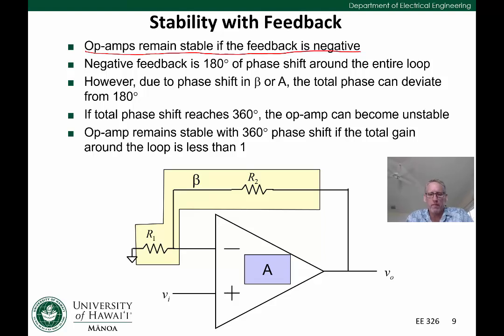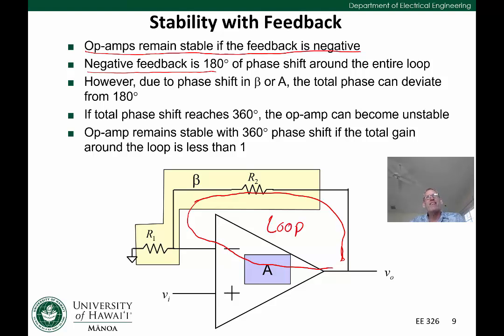If I'm going to draw what I mean by the entire loop, we start at the output. We go back through our feedback beta, which is in this case R2 and R1. We go into the negative terminal through A and back out. That's what I would call our loop. So as long as that phase shift in that loop is 180 degrees, then we're going to stay stable in negative feedback. Now, what happens if there's phase shift going on inside the rest of the circuit, or we get some other phase other than 180 degrees?